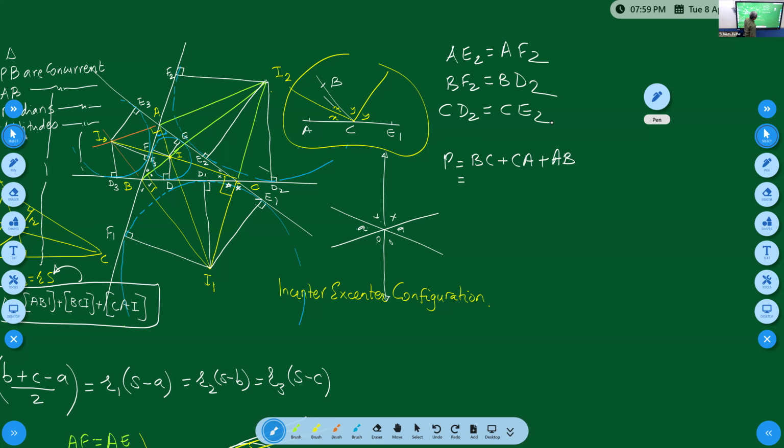These are equal distances. Then we start our work with the perimeter. BC plus CA plus AB is the perimeter. You break CA into parts: BC plus CE2 plus E2A plus AB. CE2 is equal to CD2.